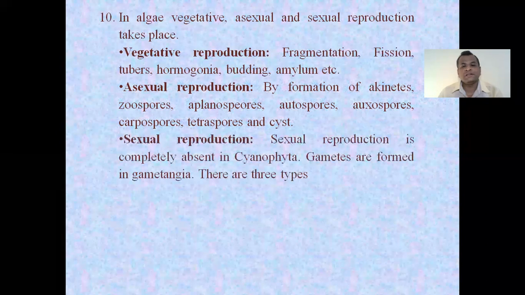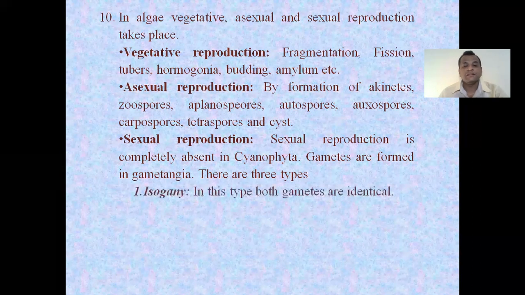Sexual reproduction is unique. Sexual reproduction is completely absent in one group, that is Cyanophyta. In other groups, gametes are formed in gametangia. There are three types of sexual reproduction. Number one is isogamy. In this type, both gametes are identical. You cannot differentiate which is male and which is female.